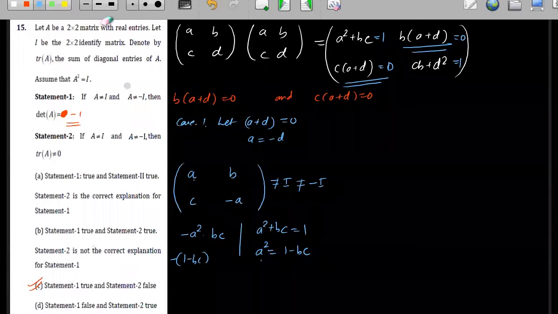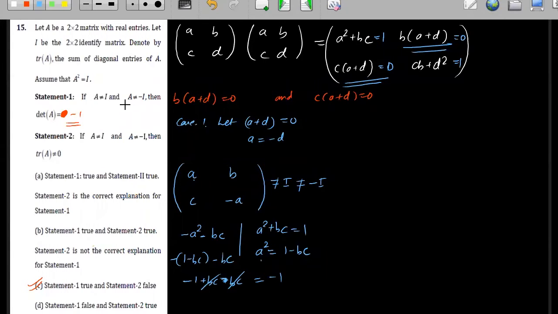This is minus. So this is minus BC. So this will become minus 1 plus BC plus BC, sorry, minus BC. So this and this will get cancelled. So that means determinant of A is equal to minus 1. Determinant of A is equal to minus 1.